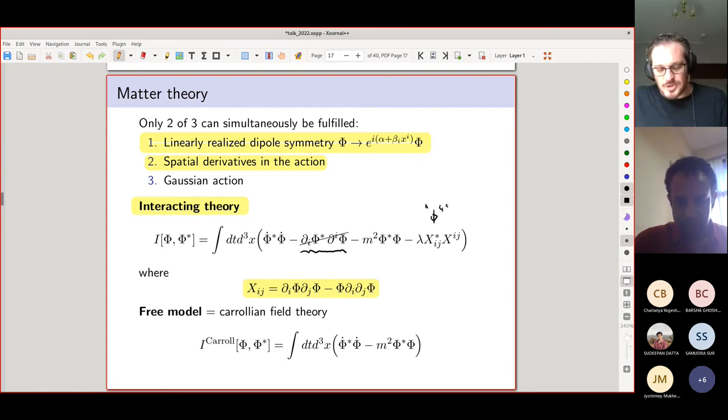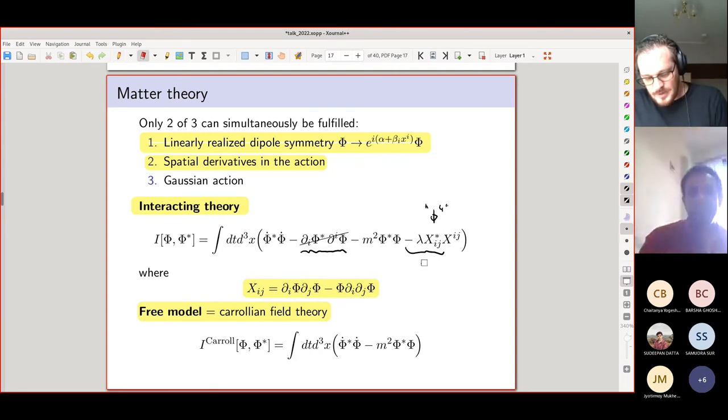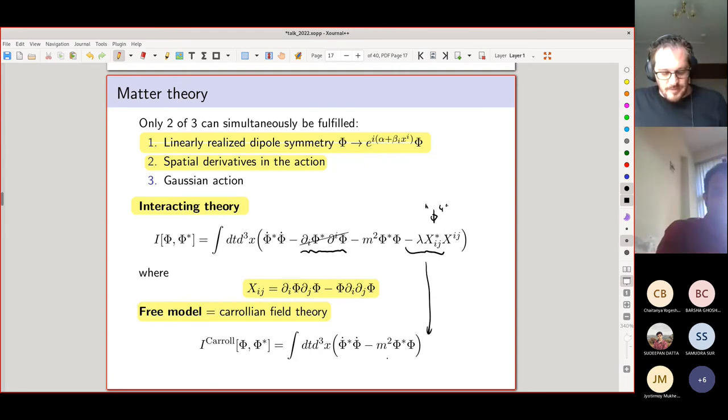A Gaussian action should be maximally of second order. But this is now a theory that has dipole symmetry that is linearly realized and has spatial derivatives in the action. If you want a Gaussian action, and to some extent the free model of this theory, you're led to something like a Carrollian field theory. I will soon describe what this is, but you can see immediately that this is when you drop the interaction term, and then you're led to this free theory, which is a Carrollian field theory. It's the simplest example of a Carrollian field theory.